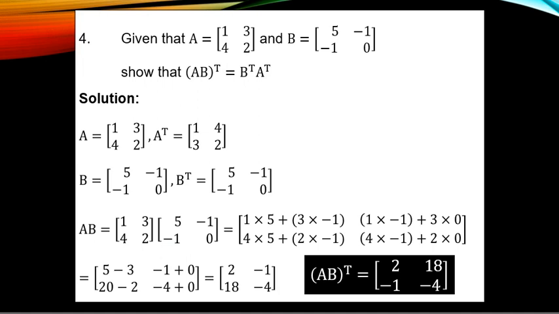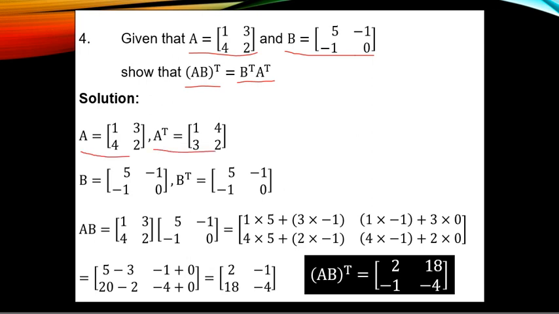Number 4, given that matrix A is this and matrix B is this, the two matrices are 2 by 2 matrices. Show that (AB) transpose is equal to B transpose times A transpose. Okay, so already we know the two matrices, so let's get their transpose. This is matrix A, so let's get matrix A transpose.